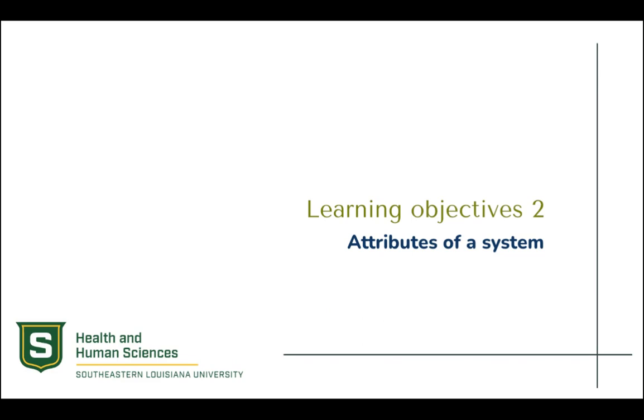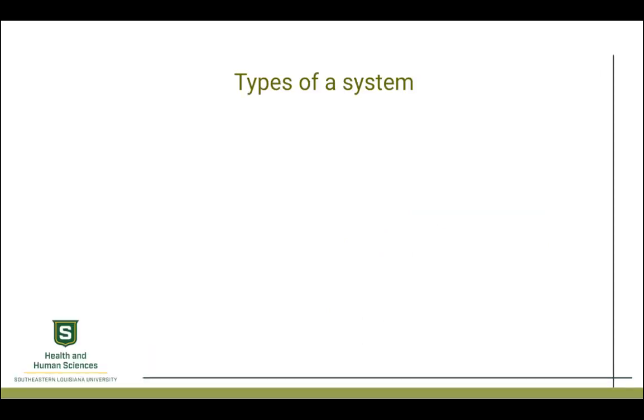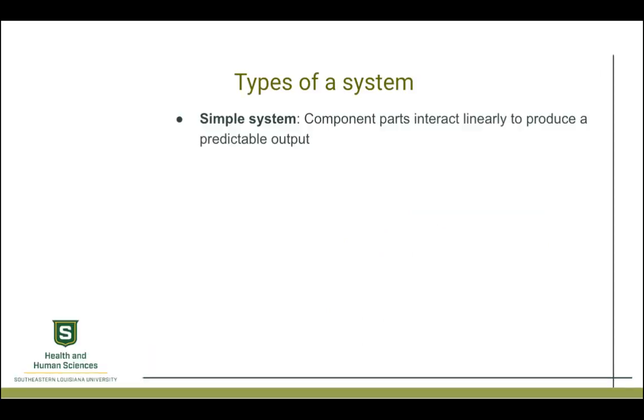So now going into the attributes of a system, there are different types of systems. We have a simple system. The nature of a simple system is that the component parts interact linearly to produce a very predictable outcome. Usually, simple systems are on the technology or engineering portion of it.